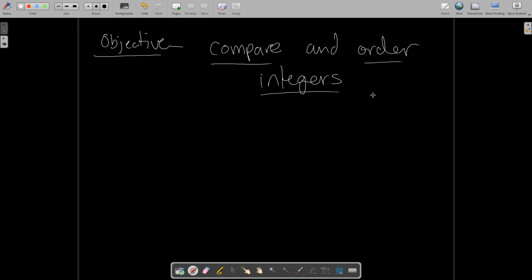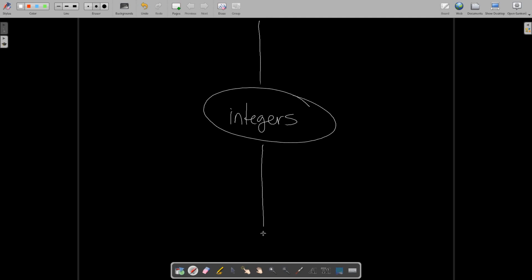You guys have probably seen it before, but we're going to redefine it just to be sure. And whenever we define something, let's do a Frayer model. Okay, integers. Okay, just like always, just in case you're new to the party, box 1 will be the definition, box 2 will be some traits or characteristics, box 3 is going to be examples, and box 4 will be non-examples.